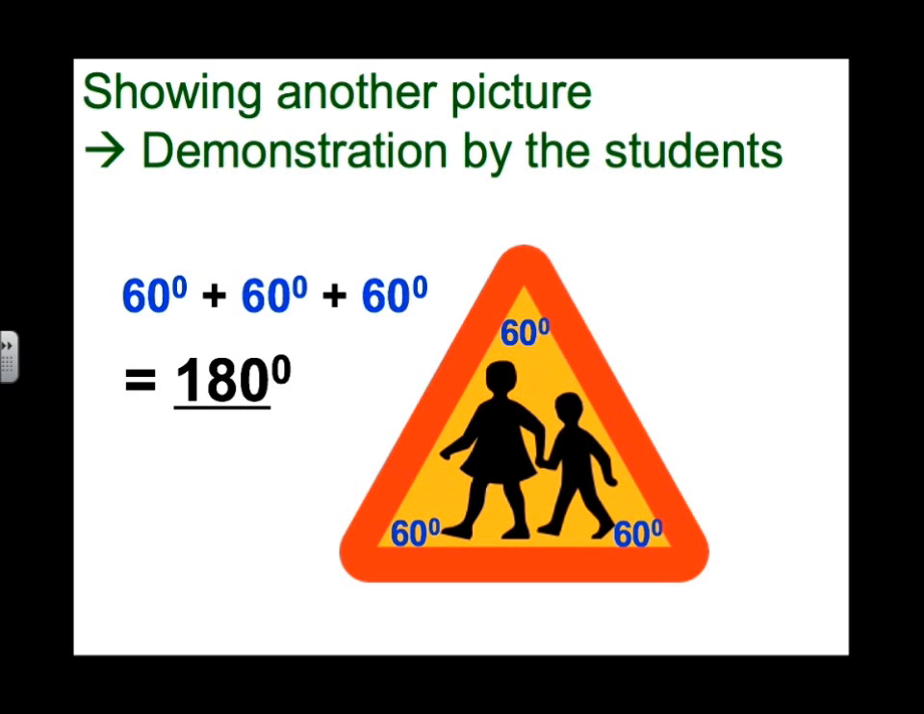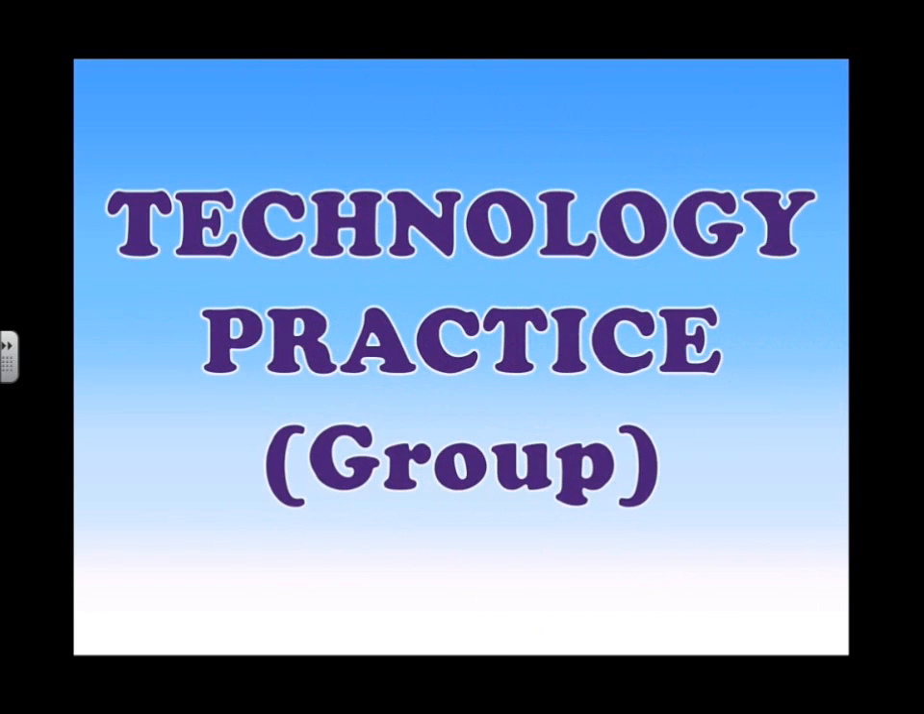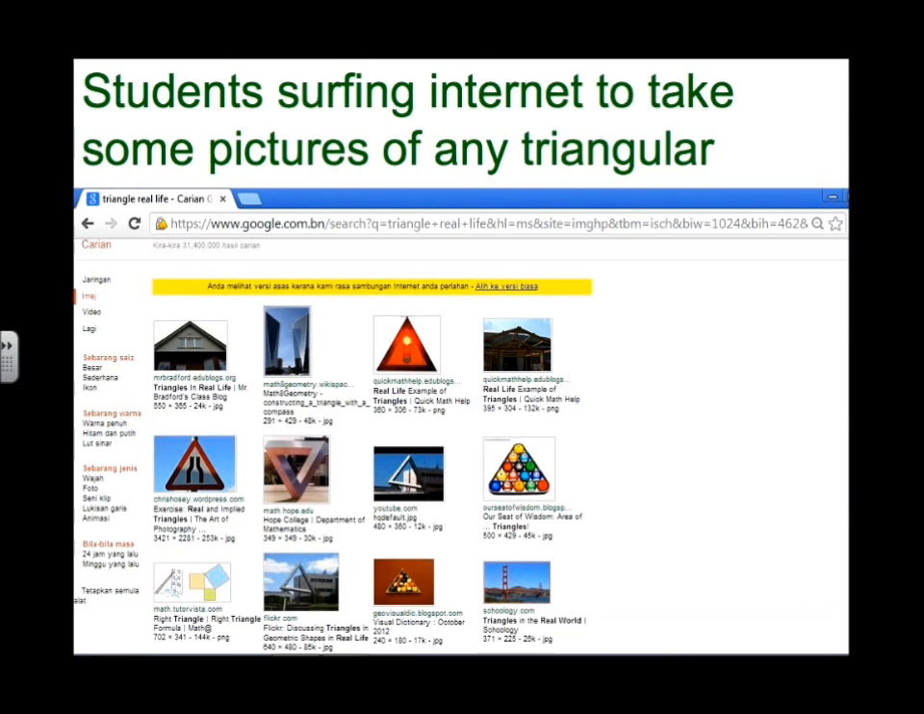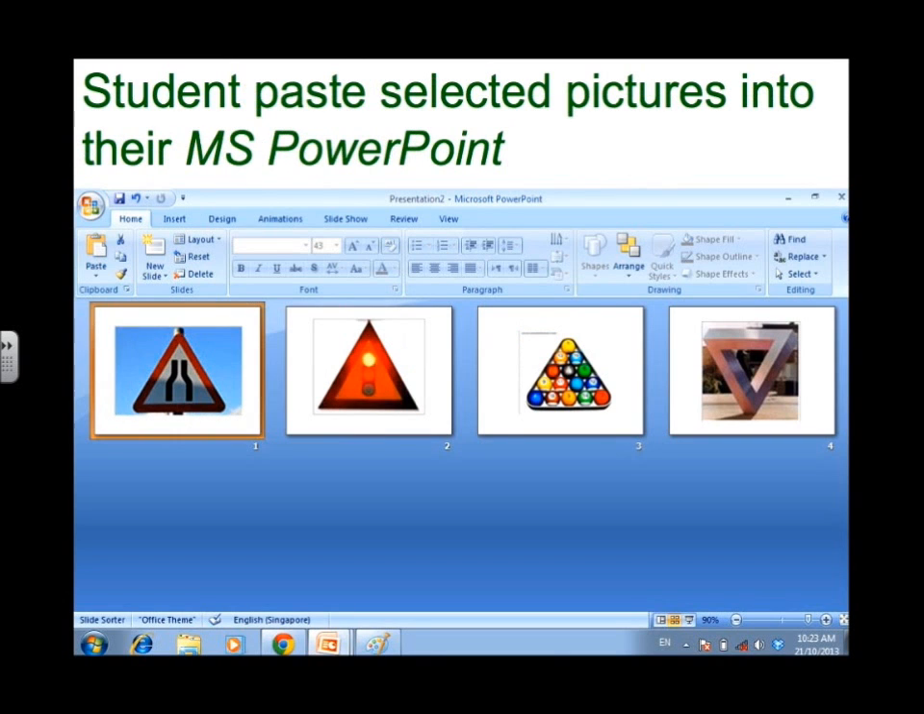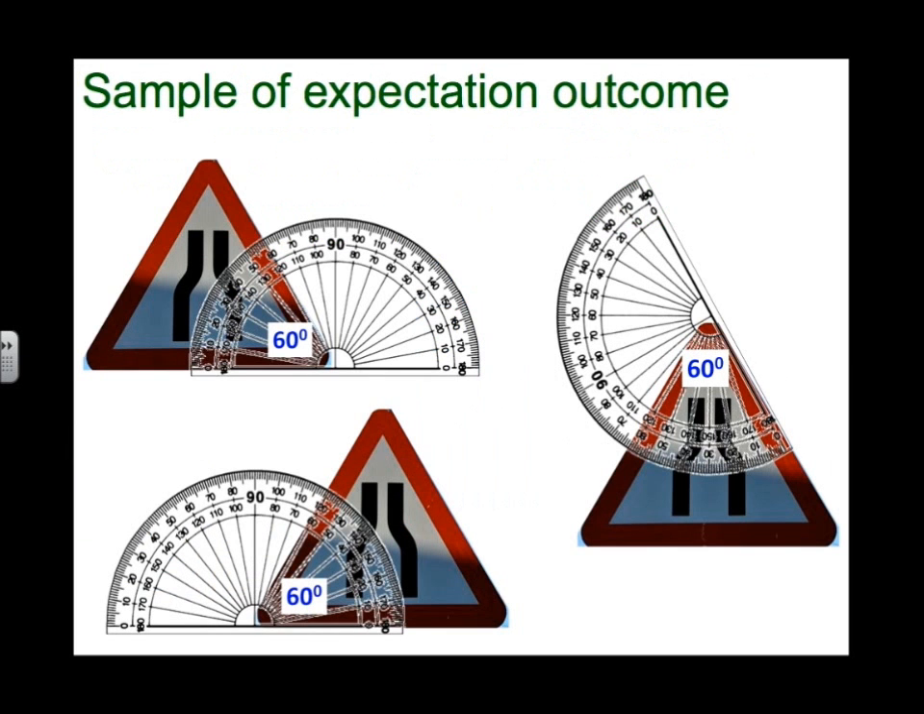Next, on the technology practice, the teacher will ask students to surf the internet to take some pictures. Then the students paste the selected pictures into their PowerPoint. The teacher will instruct students to measure the angle of each vertex of the object. This is the sample of expected outcomes of the student.